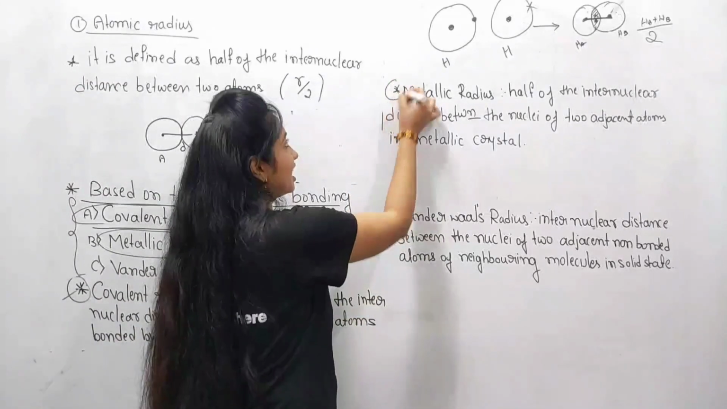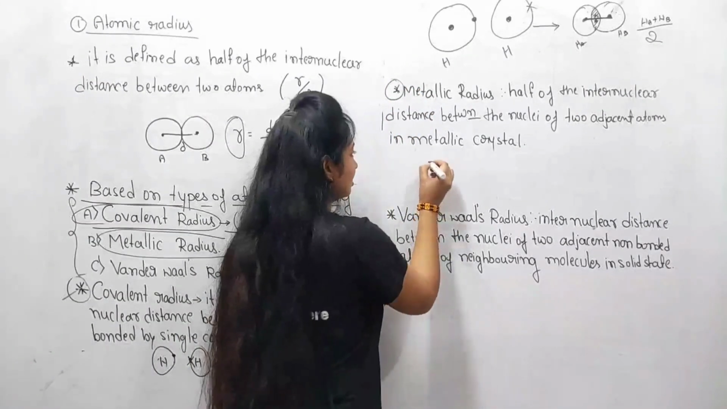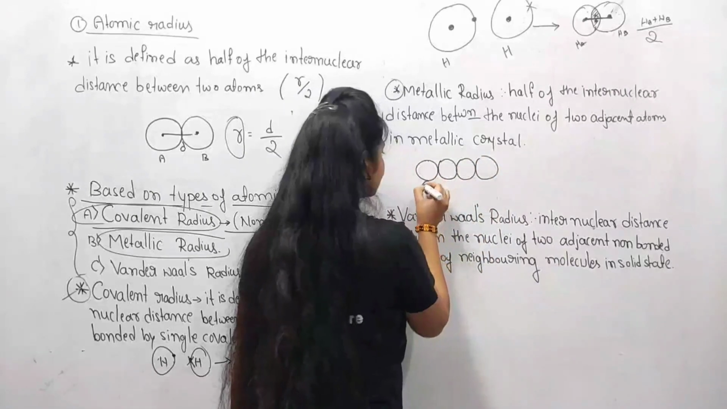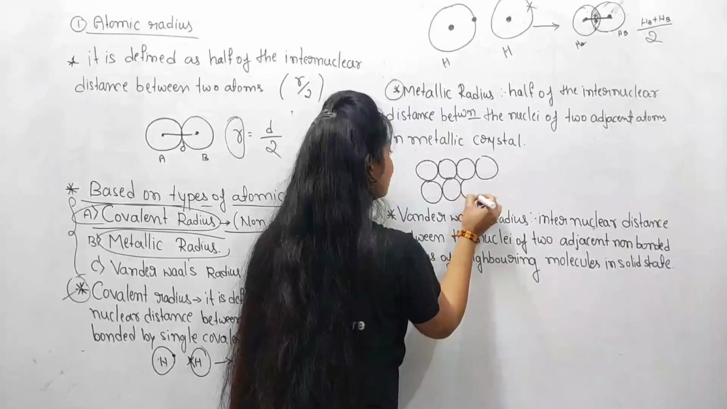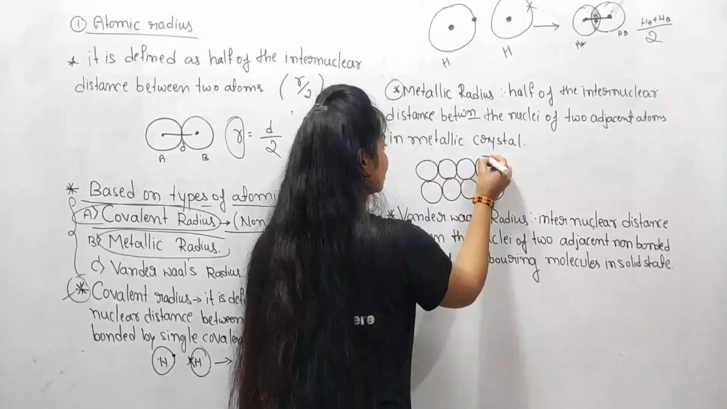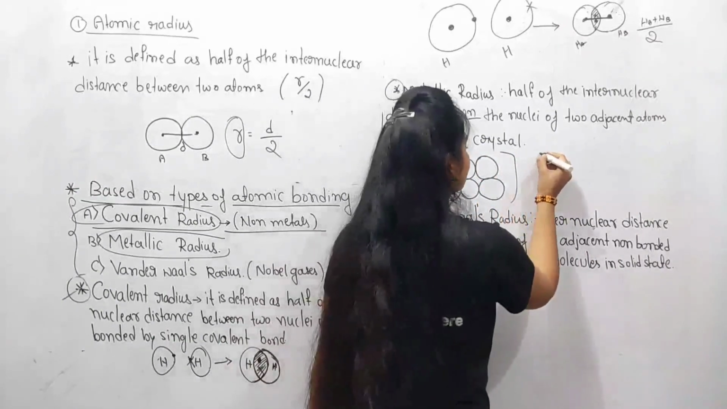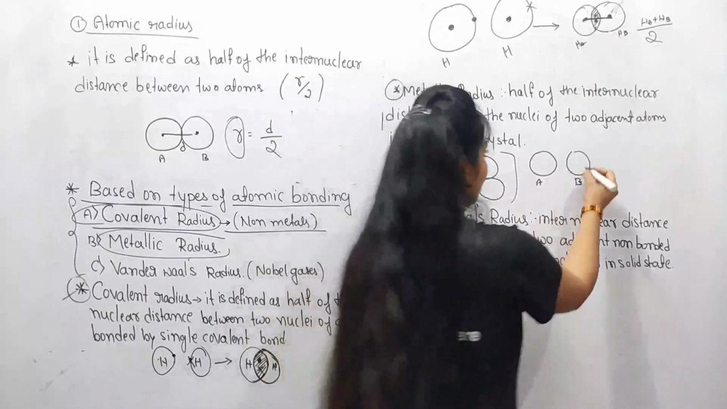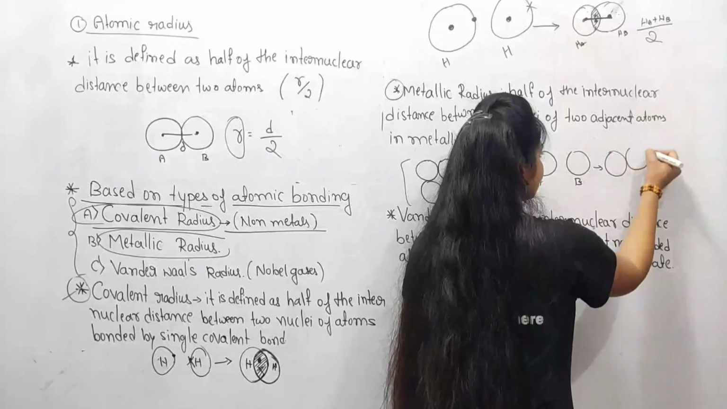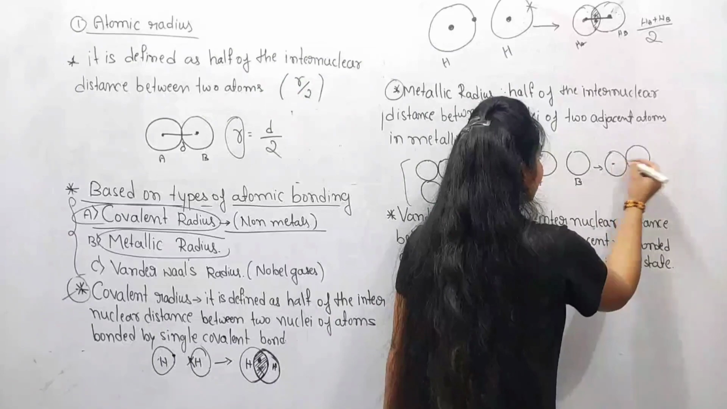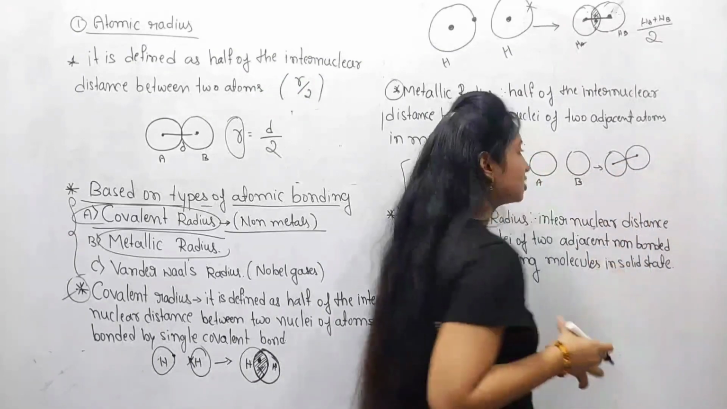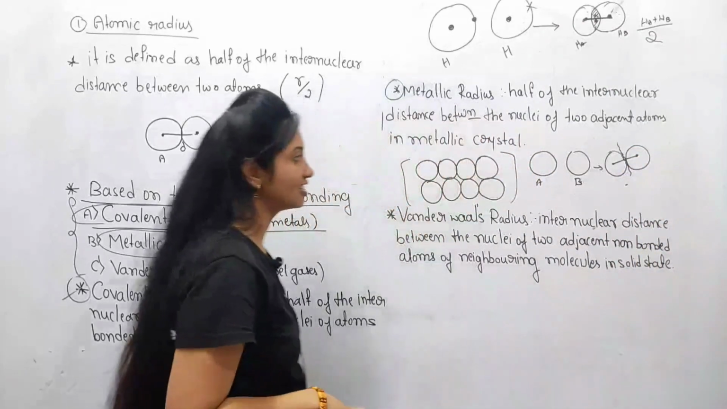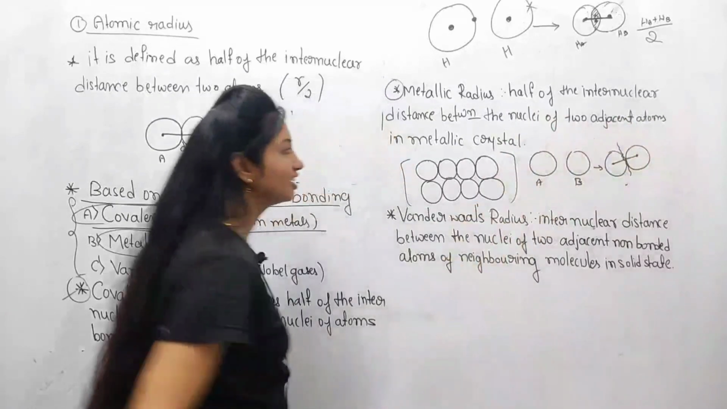And the next one is the metallic radius. In the metal, the atoms are arranged like this in a crystal or in a lattice. So this is the atom A and this is the atom B of the metal, and these are bonded like this. Then we get the internuclear distance between these two atoms, and we halve this distance and get the atomic radius. So this is the meaning of metallic radius.